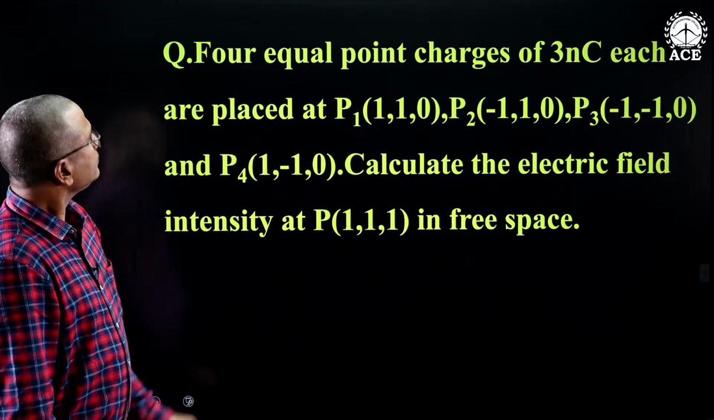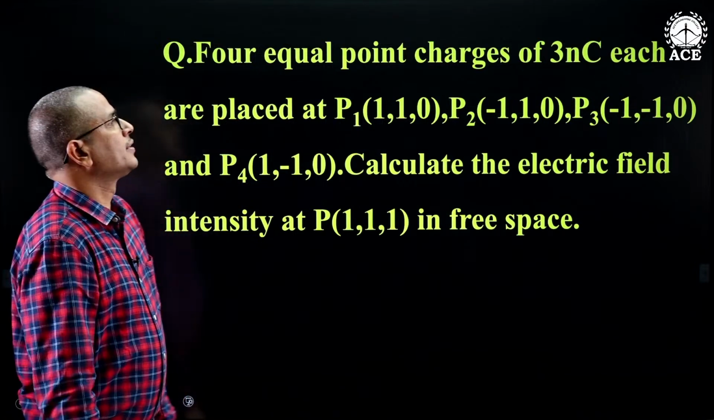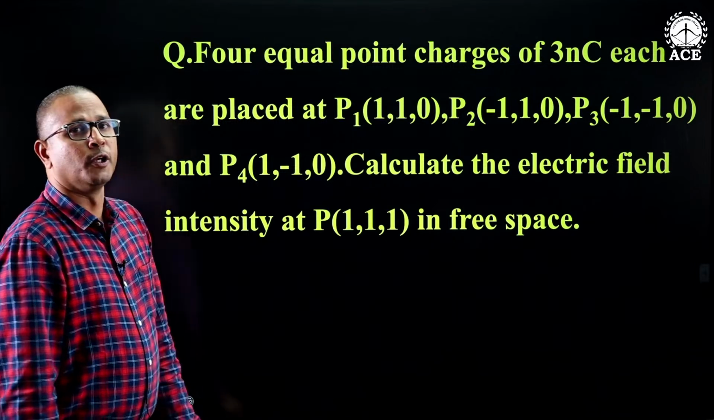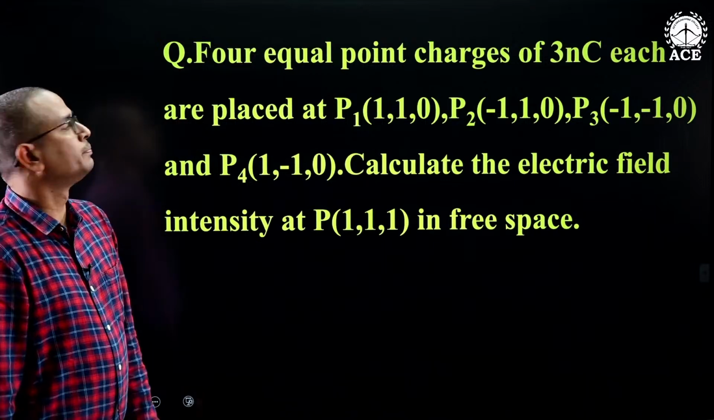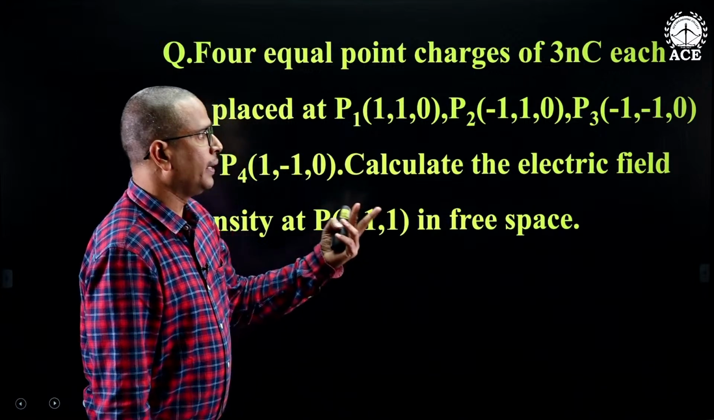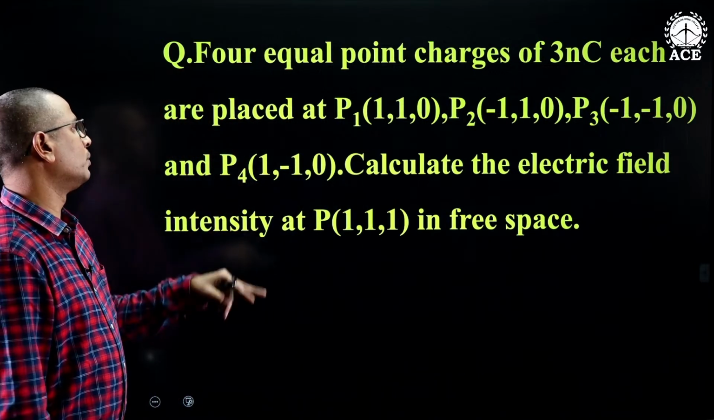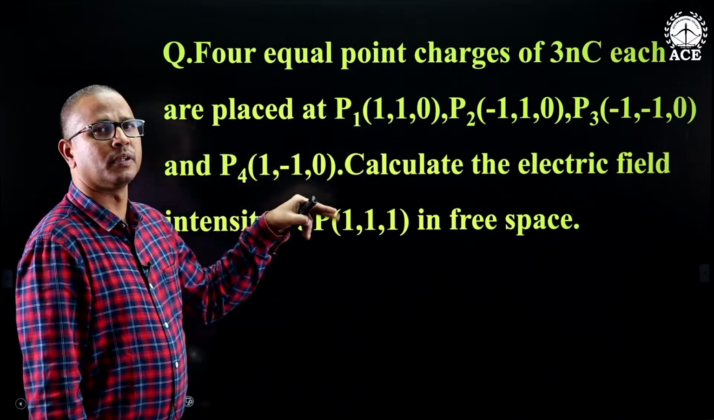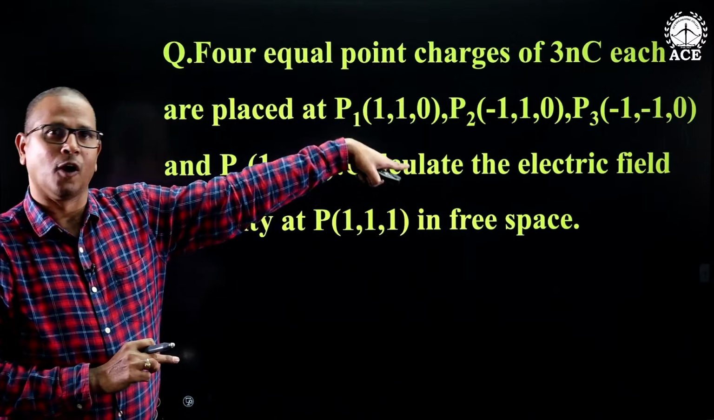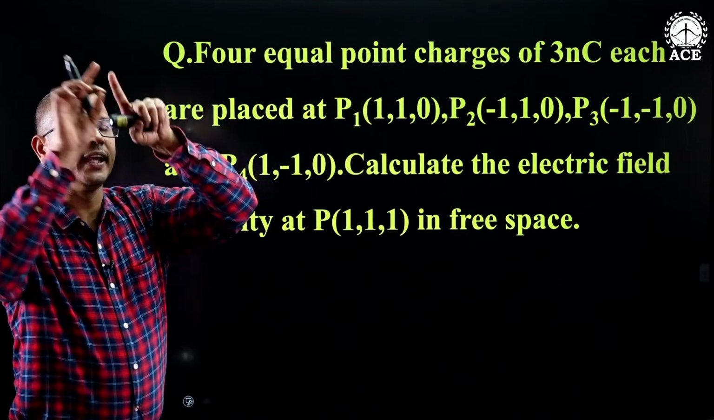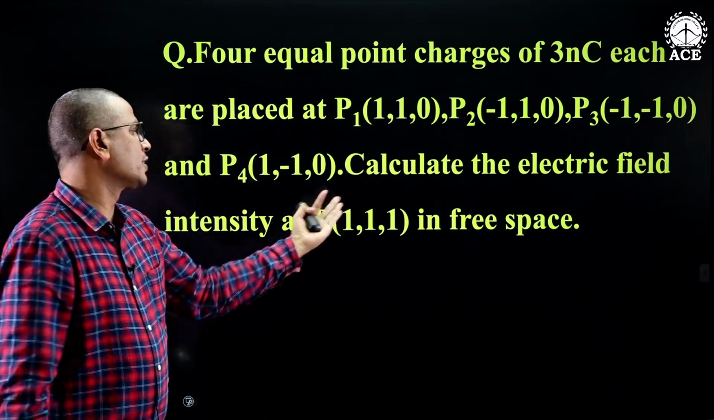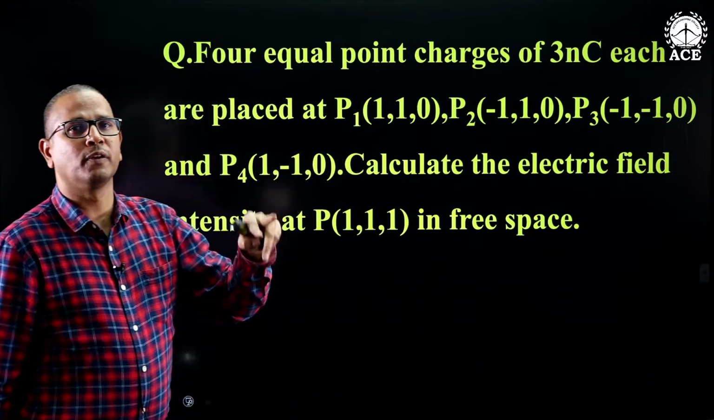I have 4 equal point charges of 3 nanocoulomb each placed at P1, P2, P3 and P4. P1 is (1,1,0), P2 is (-1,1,0), P3 is (-1,-1,0) and P4 is (1,-1,0). You can see these are like the first, second, third and fourth quadrants. They can also ask like this: if 4 equal point charges are located at the 4 corners of a square, find the electric field intensity at an arbitrary point (1,1,1).